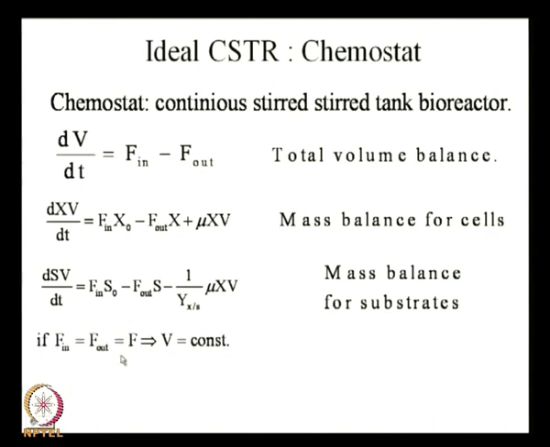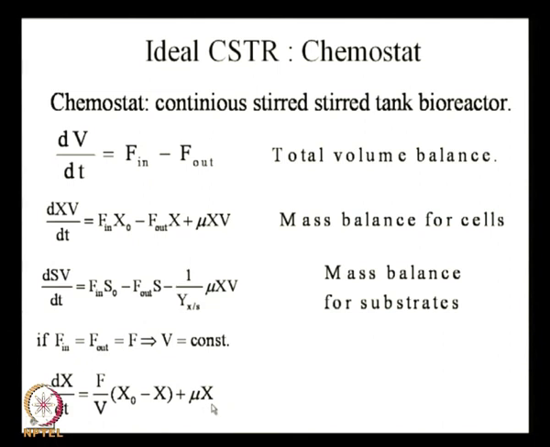Now, typically in a CSTR, what you would like is that the inlet equals the outlet, and if that is the case, F in equals F out, then dV/dt is 0. As a result, V is a constant, and you can do a lot of simplifications in these equations. You can take V out of this equation, you can take V out of this equation, and you can get rid of V in some places, because the one over V will come in here. So, when you do the simplifications, you get dX/dt equals F over V times (X naught minus X) plus mu X.